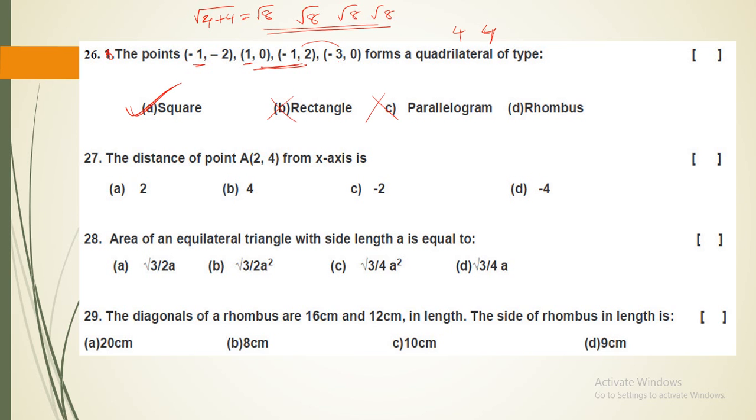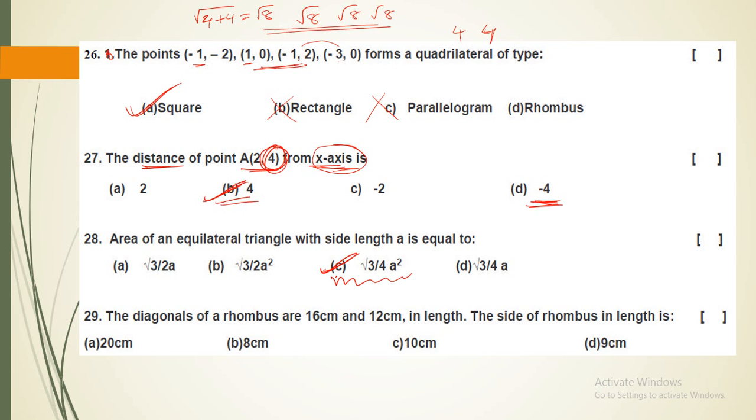Next, the distance of a point A (2, 4) from the x-axis. If you want the distance from the x-axis, then take the y coordinate. So the answer is 4. From the x-axis means you consider the y coordinate. You should not take a negative value because distance is always positive. Next, area of an equilateral triangle with side a is equal to root 3 by 4 a square.